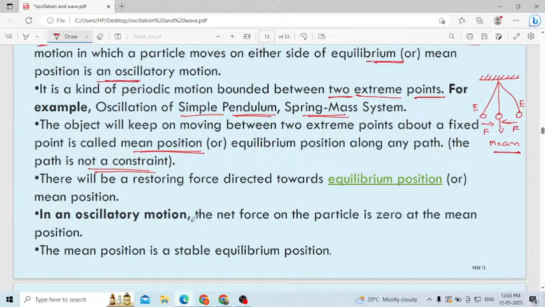In an oscillatory motion, the net force on the particle is 0 at the mean position. At the mean position, the net force will be 0. The mean position is a stable equilibrium position. This one is stable. This position we will consider a stable equilibrium position.